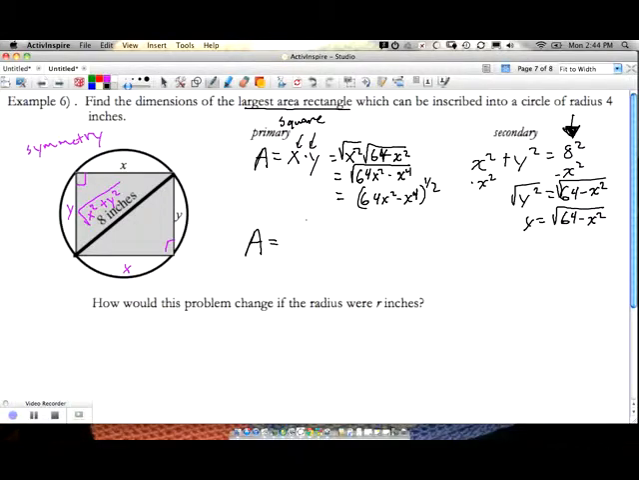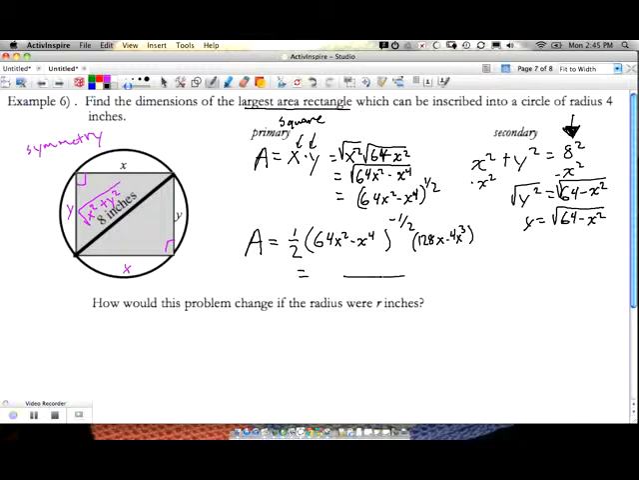So we're going to use some chain rule. We drop that 1/2 out front. It's going to be to the negative 1/2. Then we take the inside, just rewrite it. We've got to multiply by the derivative of the inside, which in this case would be 128x minus 4x cubed.